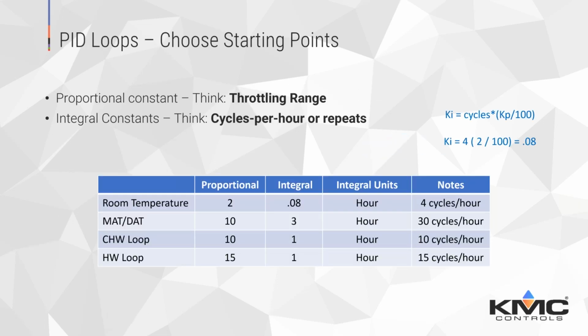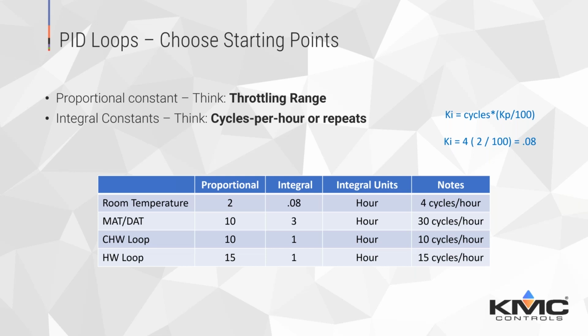So a lot of times we get asked, where do I get started for proportional constants? Again, think throttling range when I'm choosing a proportional constant that I want to get started with. For room temperatures, commonly we see 2 to 3 degrees Fahrenheit. If it's a mixed air or discharge or chilled water loop, we might see a proportional band of 10 would produce a good response to get started. Hot water could be in that 10 to 15, maybe 20. Again, it all depends what you're controlling, but this is a good place to start.